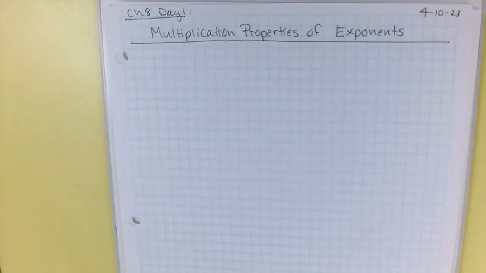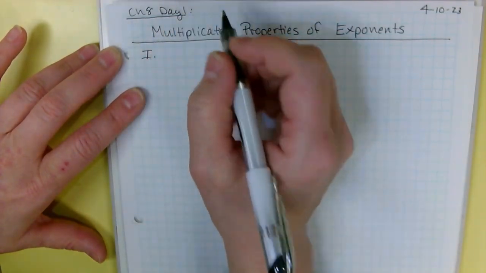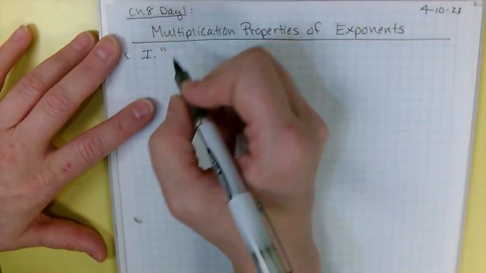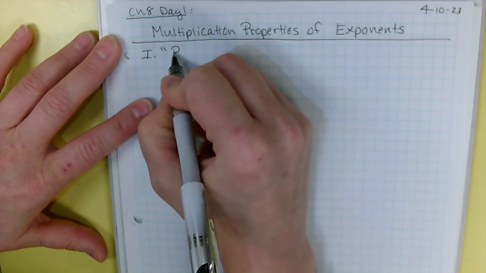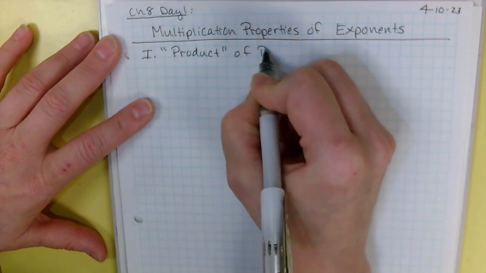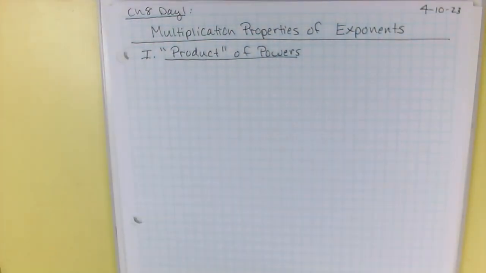Okay, so this is 8.1, chapter 8, section 1, multiplication properties of exponents. So what I'm gonna do is give you the property, then we're gonna do some examples, and then we'll do the next property. So just so that we have a way to describe the properties, I'm gonna give you the names. The names are not as important as actually memorizing the property. So Roman numeral 1 is product of powers.